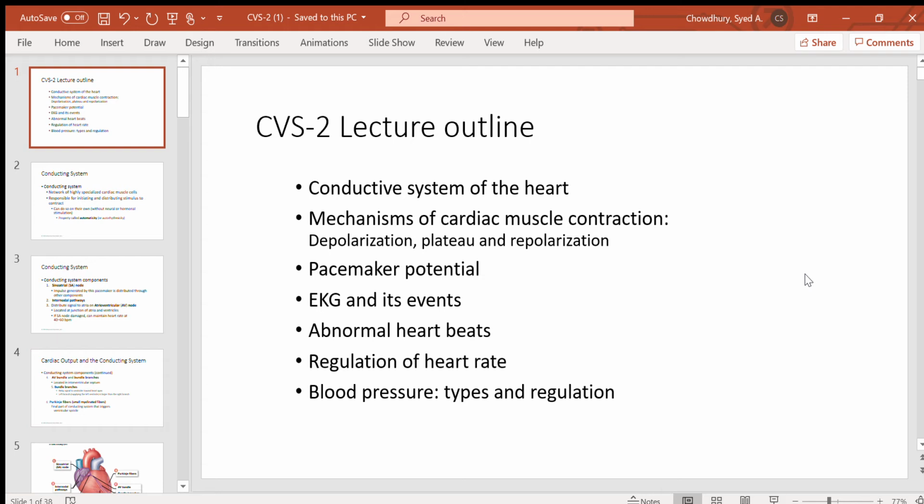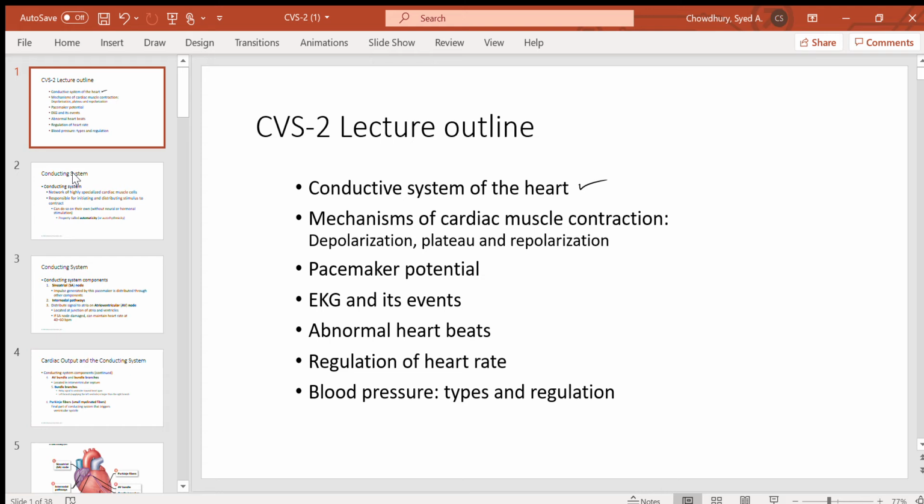Hello everybody. In this part of the heart, we'll talk about the conductive system of the heart, the mechanism of cardiac muscle contraction. We'll talk about the pacemaker potential, EKG and its events, abnormal heartbeats, regulation of heart rate and blood pressure. So this is the second part, or second lecture, of the heart. First, we'll talk about the conductive system.